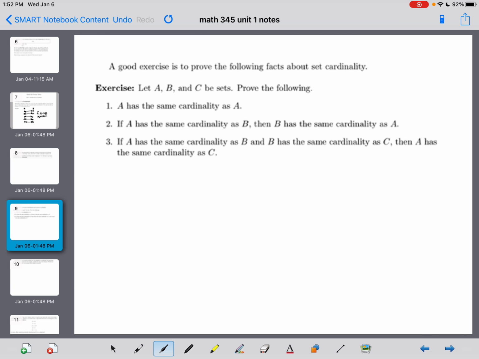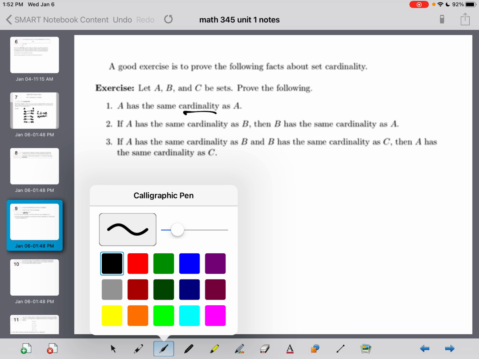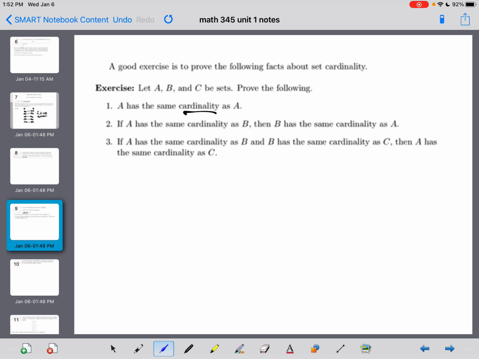A good exercise, and we'll do one of these together now, but the rest you can try and maybe go through on your own, is to prove that for arbitrary sets A, B, and C, A has the same cardinality as A, that if A and B have the same cardinality, then B and A have the same cardinality, and if A has the same cardinality as B, which has the same cardinality as C, then A has the same cardinality as C. And remember, in each of these, we should be using the definition of cardinality that we saw on the last page, because these are not necessarily finite sets. This seems super obvious for a finite set, but for an infinite set, it's not quite as clear.